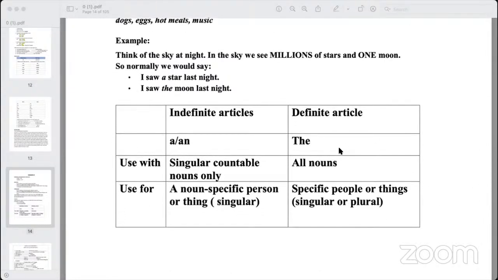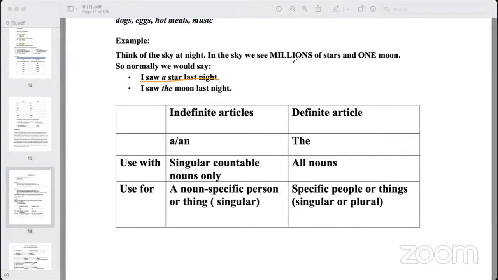So if you look here, think of the sky at night. If you think about the sky at night, there are going to be millions of stars in the sky and only one moon. But when you tell this to someone, you're not going to say, I saw millions of stars last night. You can't see millions of stars. You probably saw one or two, but when you say it, you'll say, I saw a star last night. You're just saying in general that you saw a star last night.